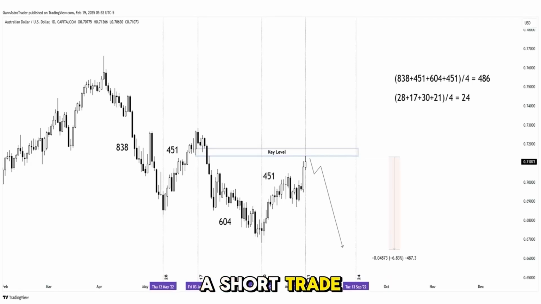However, before entering a short trade, it's important to look for confirmation. Watching price action for bearish signals like engulfing candles or pin bars can help determine if the level is holding. Checking lower time frames for a break of structure or a shift in momentum can provide additional confidence. Fundamental factors, such as upcoming news events, should also be considered, as they can impact price movement. If all signs align, a short trade can be a good opportunity, with a stop loss placed above the resistance level and a target near the next support zone.